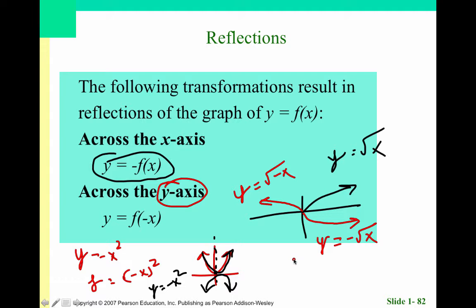And if you think about it, reflecting across the x-axis, if I'm negating the entire function, that's the y values. The y values end up having sign changes, and that's why we go up and down. And when I negate across the y-axis, when I negate just the x values, the x values are left and right, and that's why we reflect left and right.